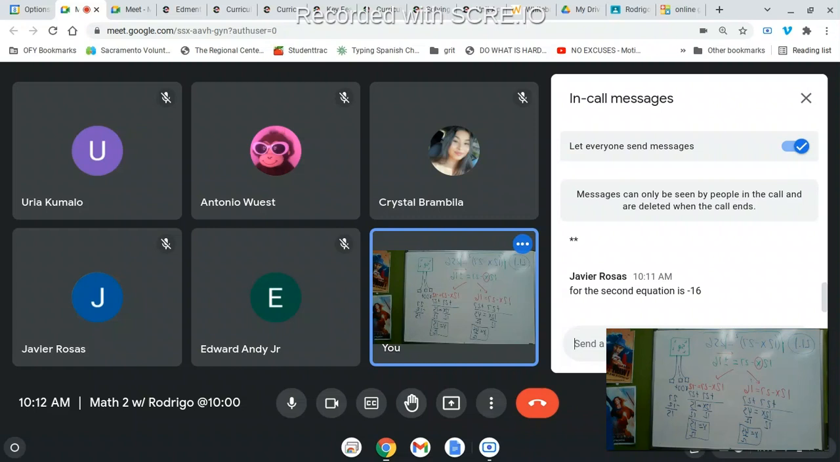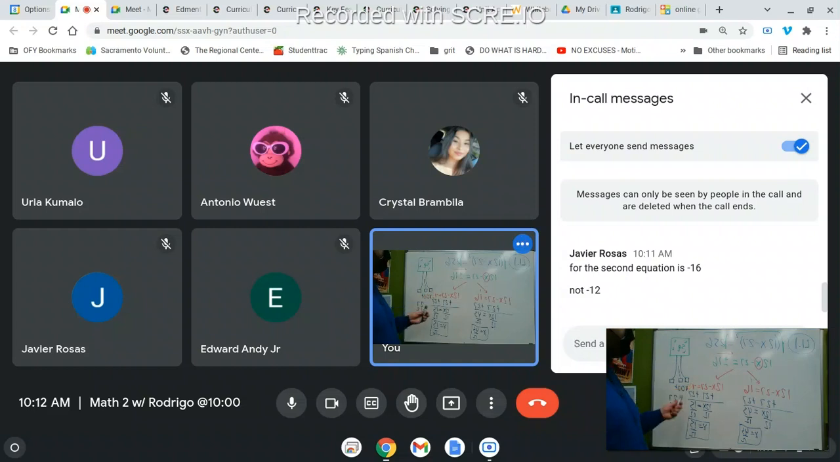Which one? For the second equation is negative 16. What am I looking at? Oh, thank you, Javier. Took me a second for it to click. For this one, so that makes this different. I thought these answers looked a little off. 16. Yeah, 11. That looks more familiar. 11. This guy. There we go.